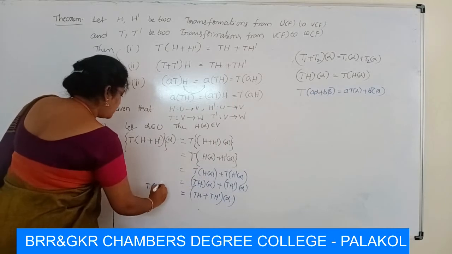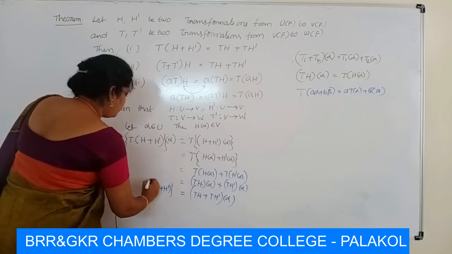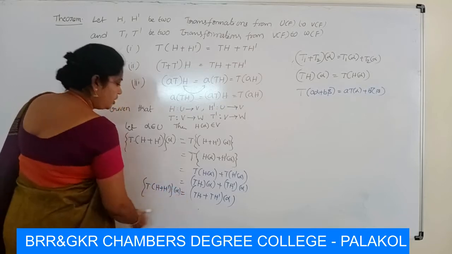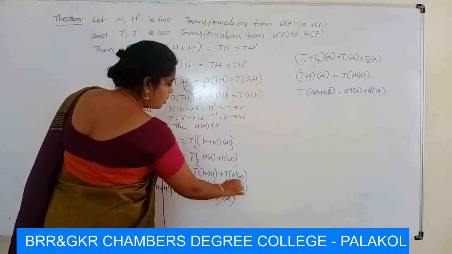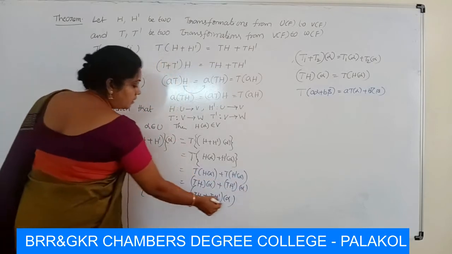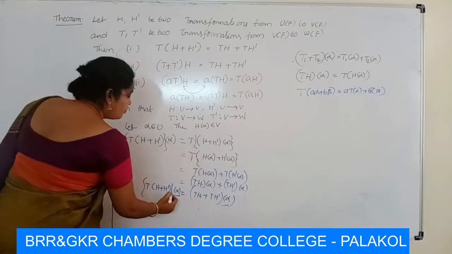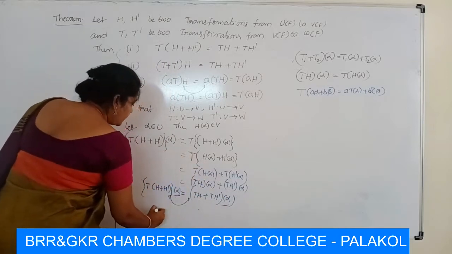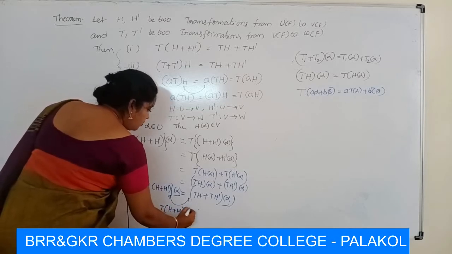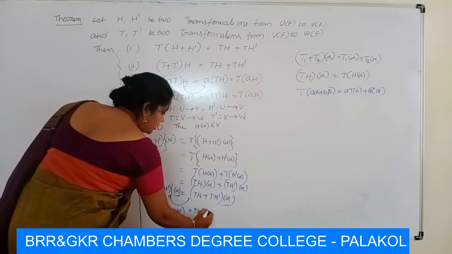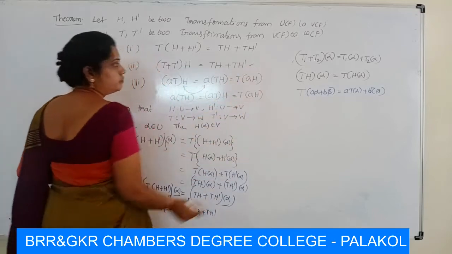Here, the left side is T into (H plus H dash) of alpha, equal to the right-hand side value, TH plus TH dash of alpha. So alpha is the same offering element on both sides, so the functions are same. That means T into (H plus H dash) equals TH plus TH dash. So the first condition is proved.